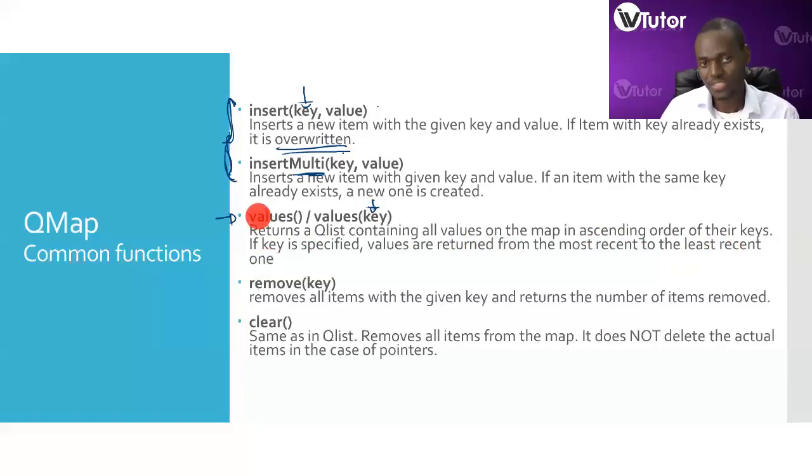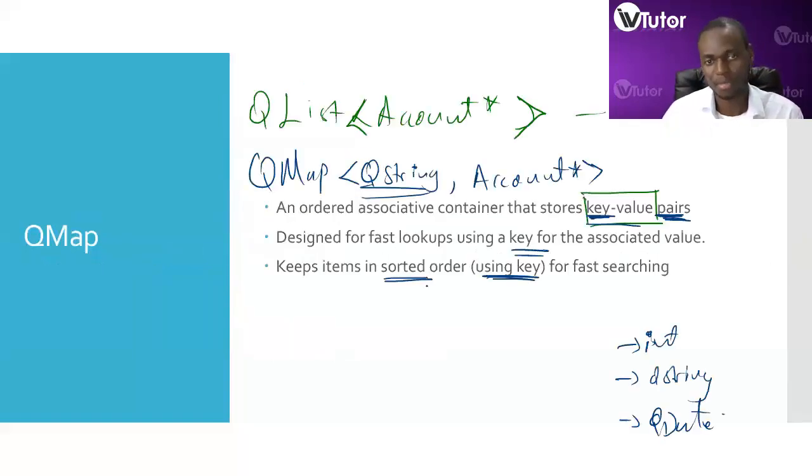So you can just use the values function without specifying a key, which means it will return all the values in your QMap, but as a QList. If I have a QMap of type account, and then I call the dot values function, it will return a QList of all accounts in that QMap. So the values function gives you a QList.